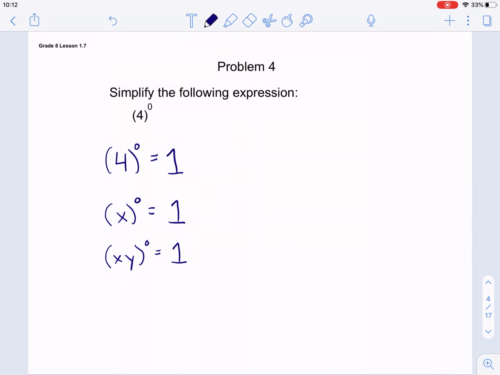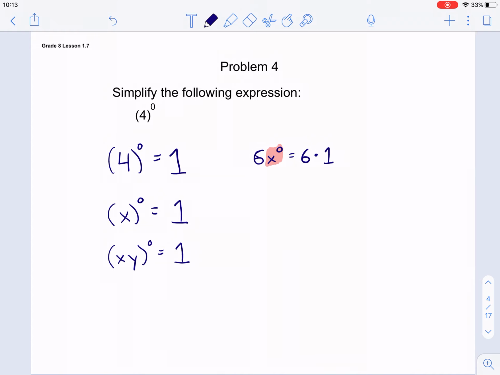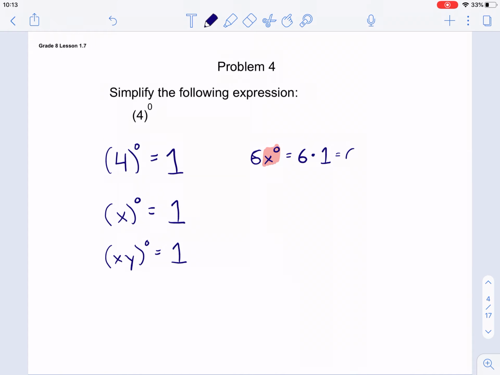If I had an expression like 6x raised to the 0 power, since this is not in parentheses, it's only x raised to the 0 power. So x raised to the 0 power would be 1. So this would be equal to 6 times 1, and then you just simplify. 6 times 1 would be 6. So any expression raised to the 0 power is 1.